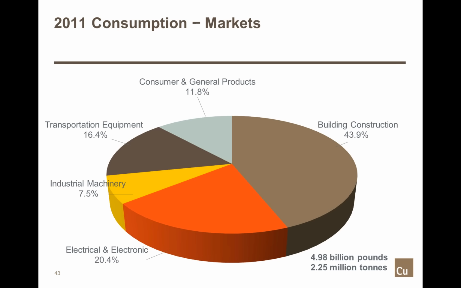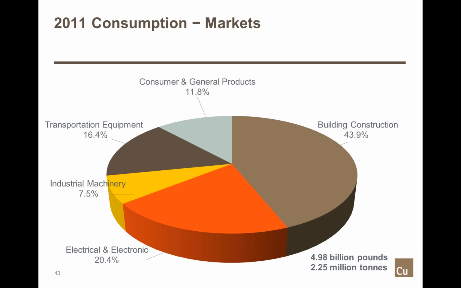Building construction is the largest segment that uses copper materials in consumption, about 44%. Electrical and electronic materials and equipment are about 20%. Transportation equipment, 16%. Consumer and general products, about 12%. And industrial machinery, about 7.5%. So that's about 5 billion pounds of copper alloys used.